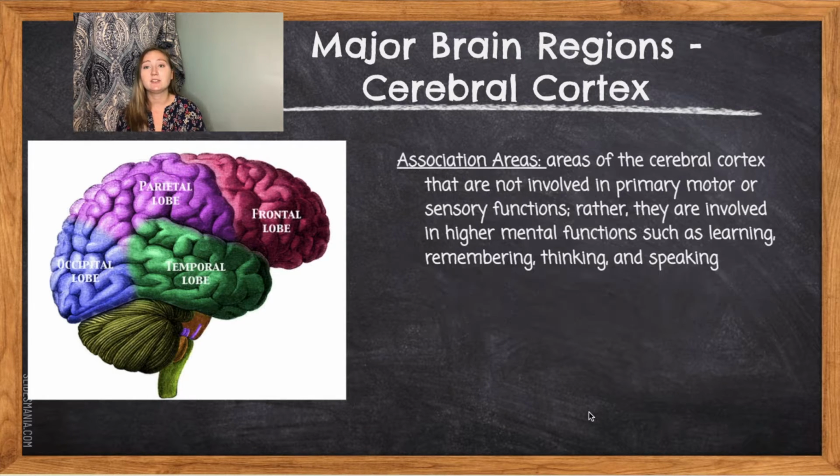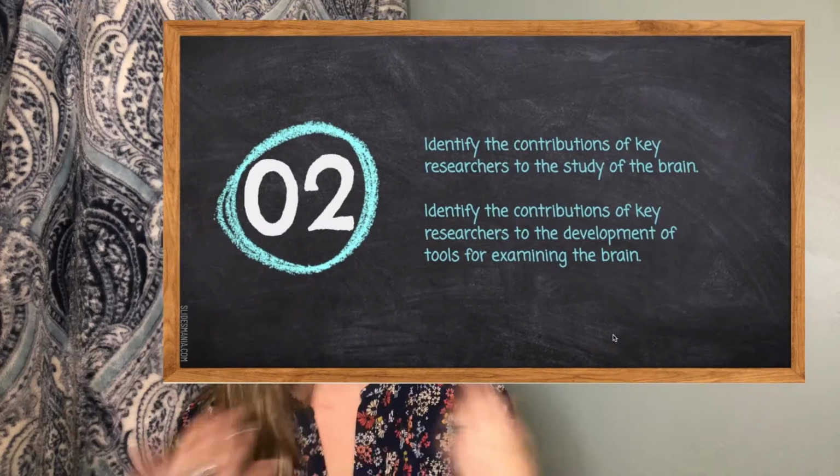All right, and then we get association areas. These are areas of the cerebral cortex that are not involved in primary motor or sensory functions. Rather, they process higher mental functioning: learning, remembering, thinking, speaking. Okay, that's the major parts of the brain. Overwhelming, I know, but we're going to do a bunch of labeling diagrams and processing this, so just breathe, we'll get through it.